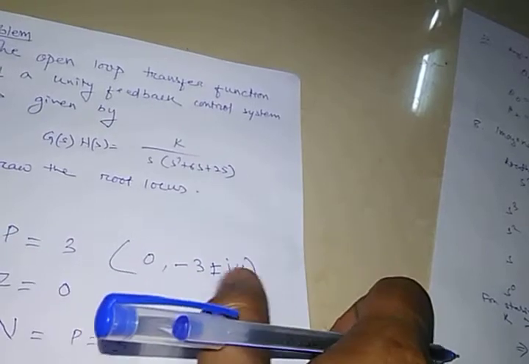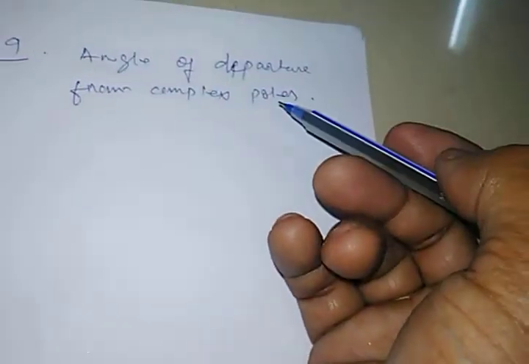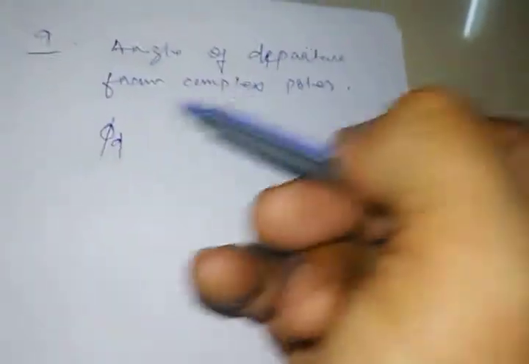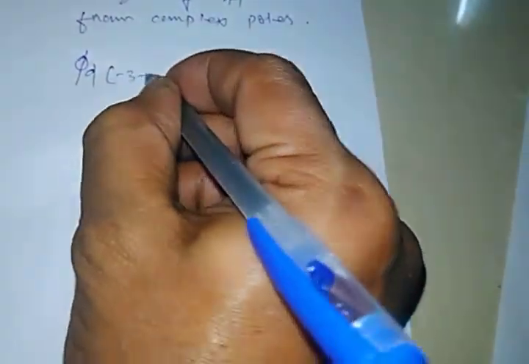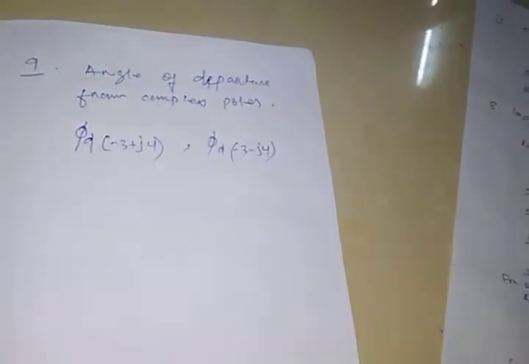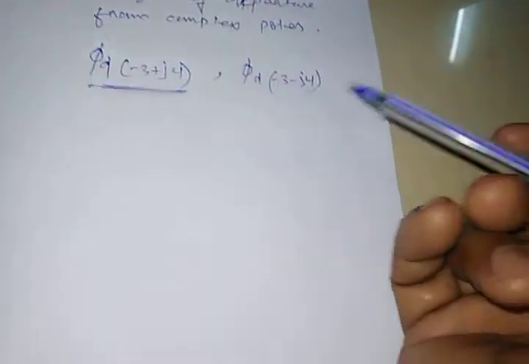One is minus 3 plus j4, another is minus 3 minus j4. So two angles of departure will come out, one for each complex pole. The angle of departure is represented by phi d: phi d for minus 3 plus j4, and the second one is phi d for minus 3 minus j4. These are the complex poles and the corresponding angles of departure from the complex poles. So we will go for the first one. Actually, finding the first one will ultimately give the answer for the second.